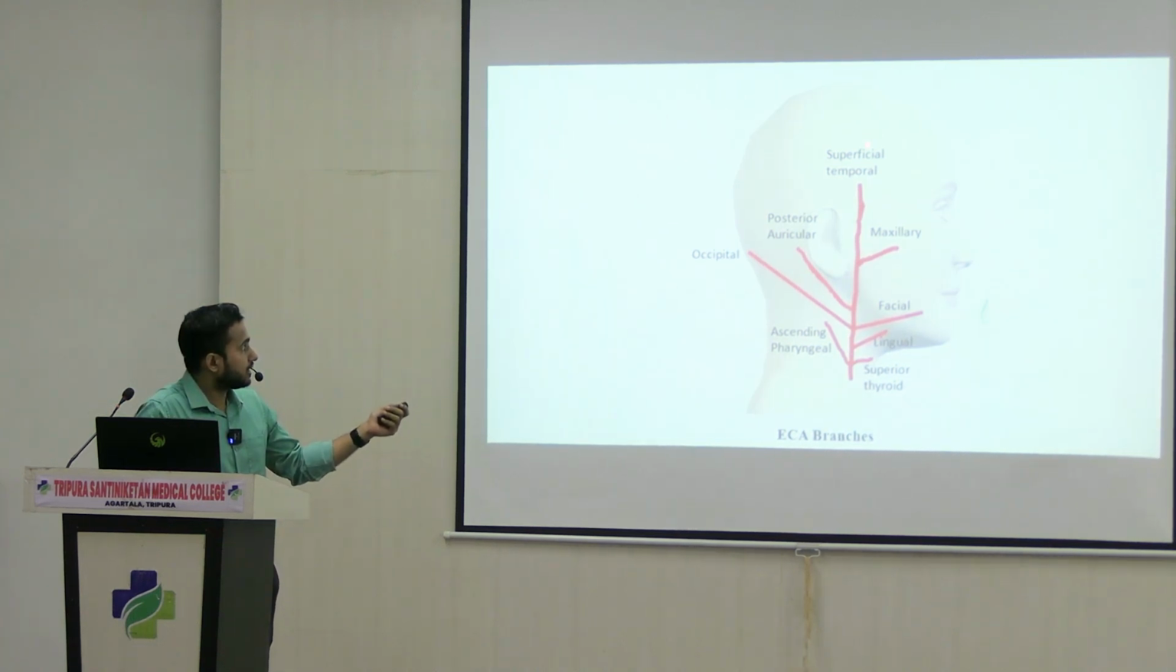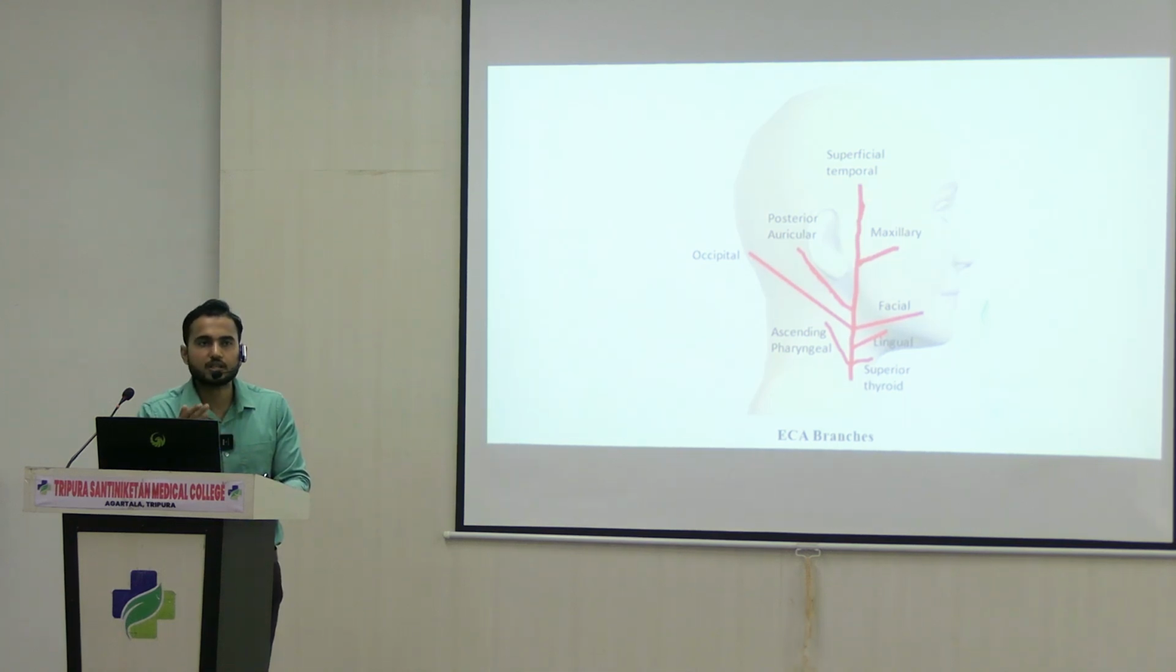Lastly, if you see the terminal branches, it is the superficial temporal artery and the maxillary artery. Okay, so superficial temporal artery is supplying the temporal region. Now, maxillary artery is very important, because this maxillary artery is the largest branch of the external carotid artery, okay, and it is having a wide area of distribution.